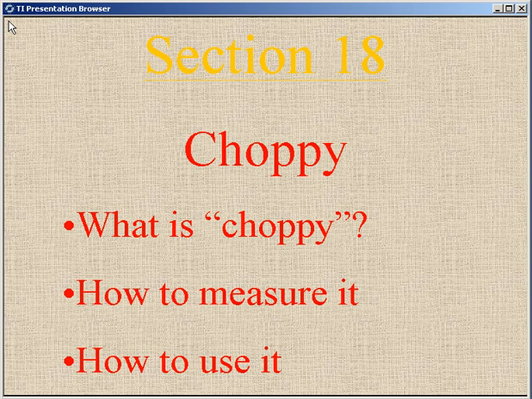Part 18 of the training. In this section, we'll be discussing the choppy market condition, and we'll learn exactly what choppy is, how to measure it, and how to use it to our advantage.